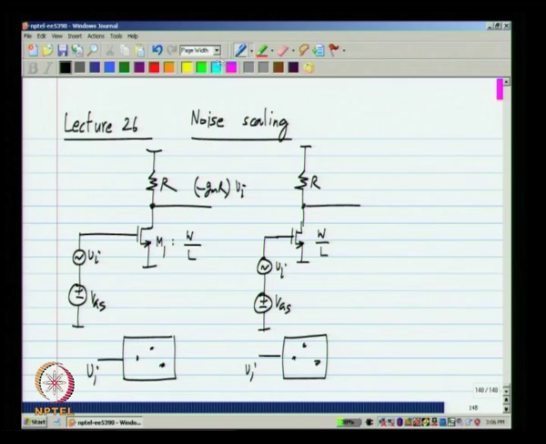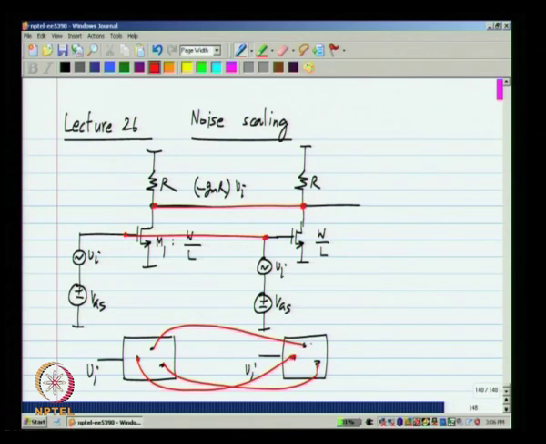So, we can connect the two circuits without affecting the operation of the circuit, because they are at identical voltages. I can just connect them together, and nothing will change in the circuit. So, from this it is very obvious that however complicated the circuit is, if I take two identical circuits and connect the corresponding nodes together, I will have the same functionality as before. So, this new amplifier also has a gain of minus GMR.